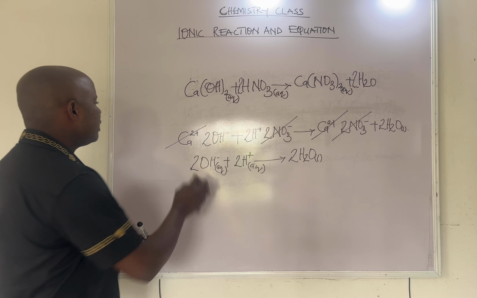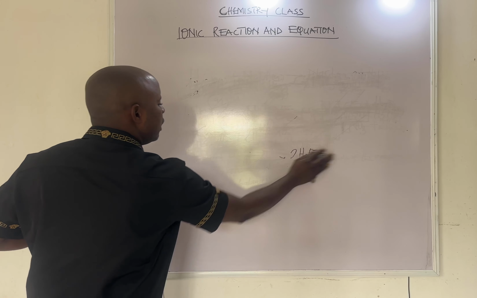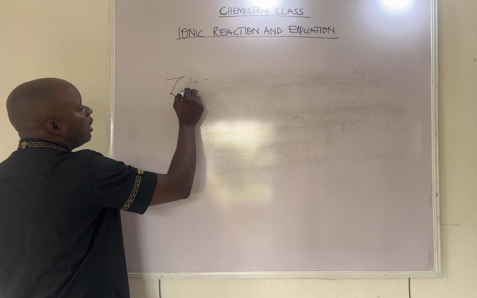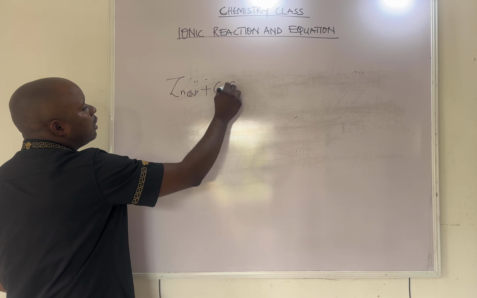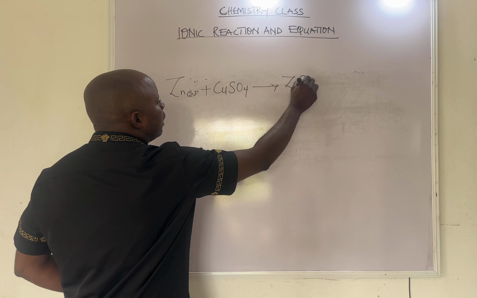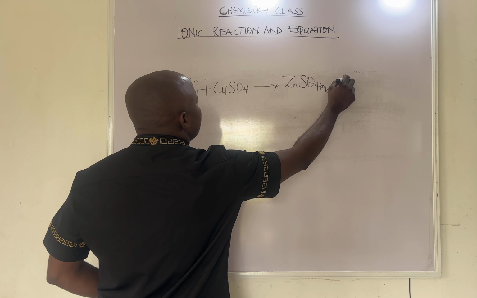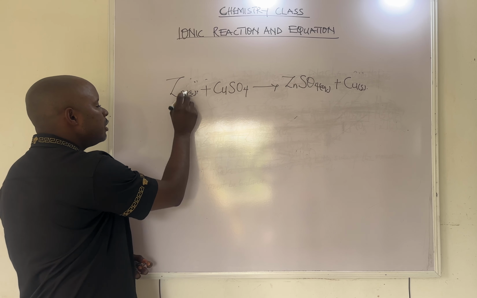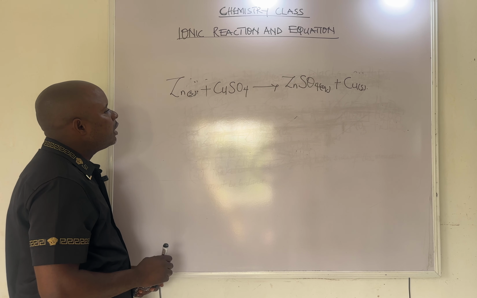Let's move ahead and talk about other reactions. Let's use zinc. Zinc is solid plus copper sulfate to give zinc sulfate, aqueous, plus copper solid. In this aspect, solid substances we do not break into two, because they cannot be dissociated in this reaction.